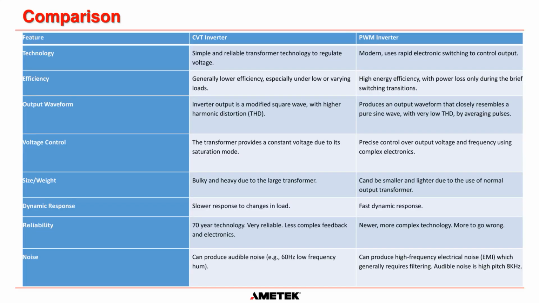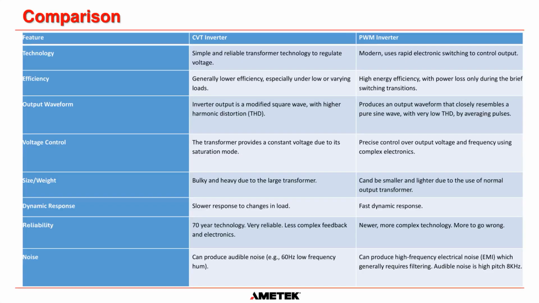For voltage control, with a CVT system the transformer provides the constant voltage due to its saturation mode, and it's very, very simple. It just does what it's designed to do. The PWM has precise control over the output voltage and frequency, but it's much more complex electronics to do that. There are additional control boards, processors, and all that kind of stuff. On size and weight, the CVT system is bulky and heavy due to the large transformer. But the PWM system can be smaller and lighter due to the use of a normal output transformer.